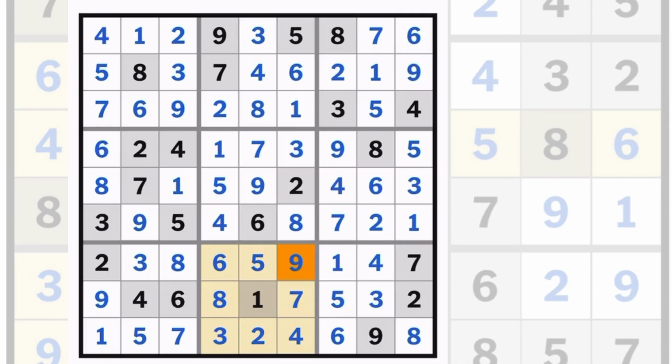Thank you, friends. We have completed successfully the hard Sudoku puzzle of New York Times, dated 29th of December 2025. Have a nice day. See you again tomorrow.